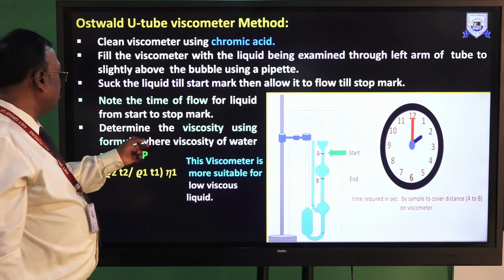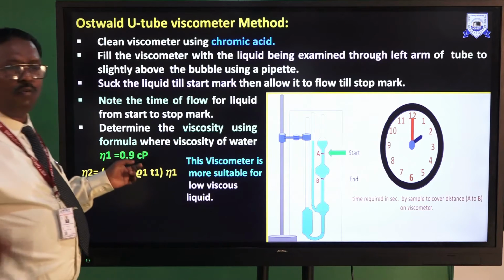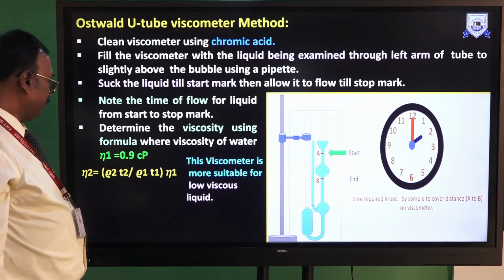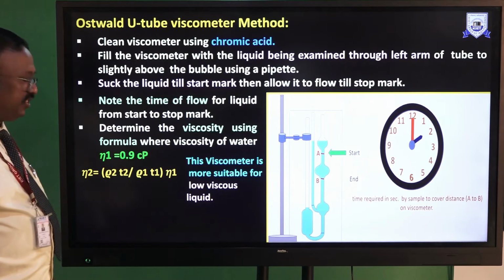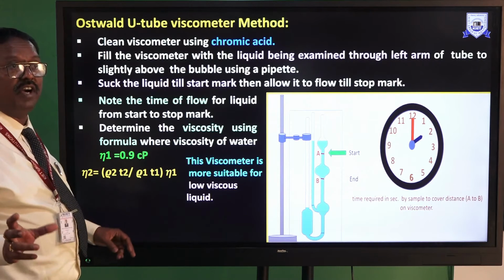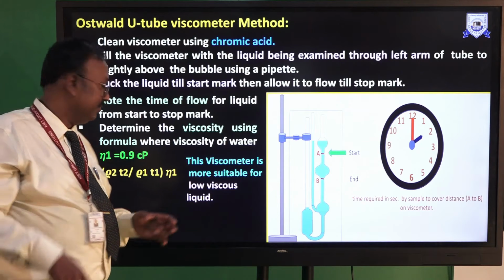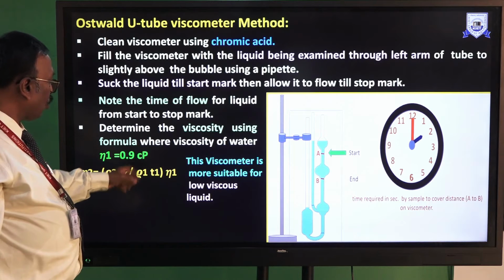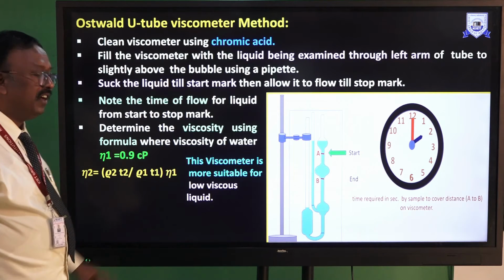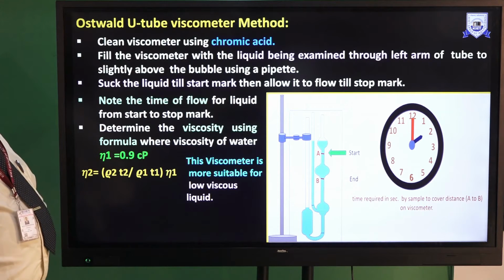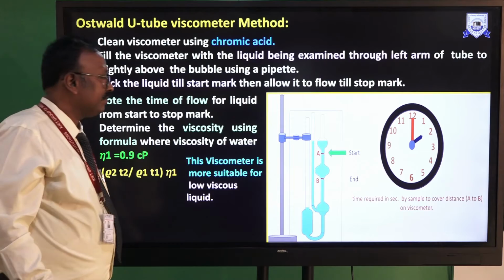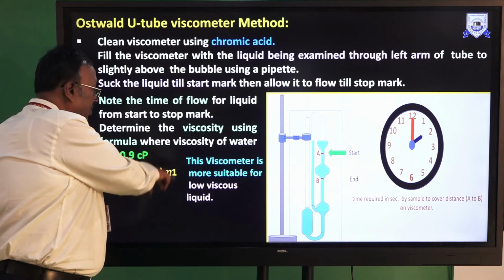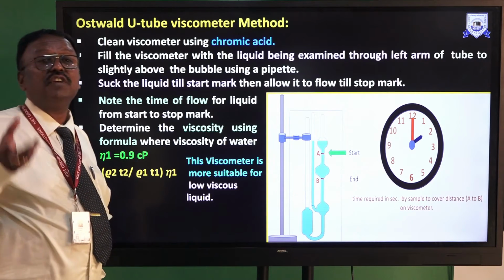Then determine the viscosity using the formula. The viscosity of water is 0.9 centipoise. Therefore, nu2 is the viscosity of the unknown liquid, which we don't know and have to determine. It is given by rho2 T2 divided by rho1 T1 times nu1, where nu1 is the viscosity of water. Once we have the data, time and everything, we can calculate the viscosity of the unknown liquid using this formula.